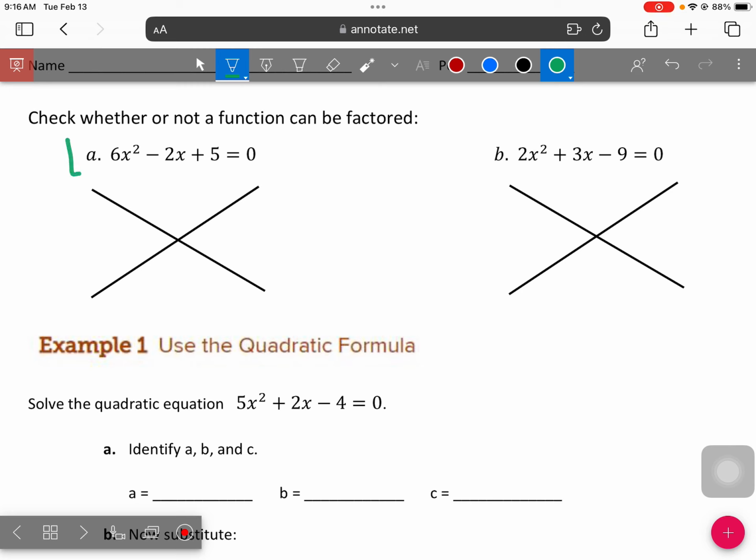So at the top of the page, check whether or not a function can be factored. Is this, first of all, for letter A, in standard form? Yes, it is. And we talked about yesterday, you need to make sure that your quadratic equation is set equal to 0. Okay? And so I want to see if I can do this by factoring. So I'm going to take A times C, and kind of use this rainbow, and say I need to multiply 6 times 5.